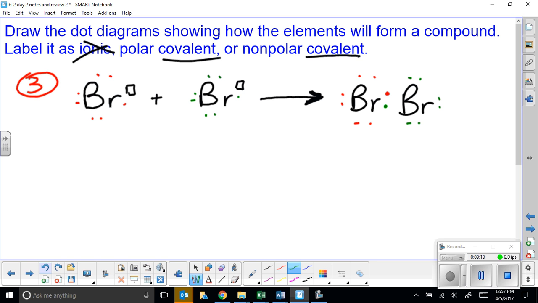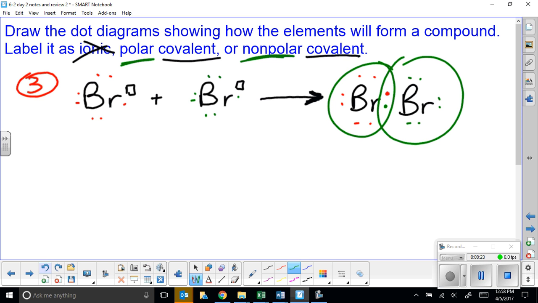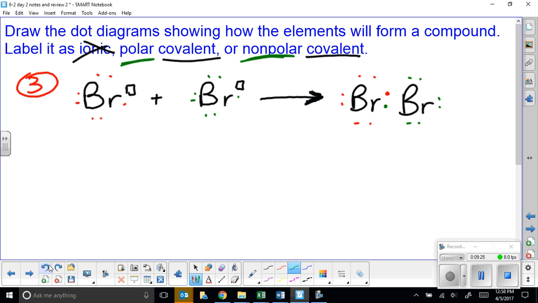So now we take a look to see whether it's polar or whether it's nonpolar. And this bromine here has 8 electrons around it. This bromine here has 8 electrons around it. So the electrons are shared evenly. We don't have opposite ends. We don't have one side that's more negative than the other because they both have 8. They're equally shared. So therefore, it's nonpolar covalent. If it's nonpolar covalent, we don't have a negative side and a positive side. It's done, written just like that.